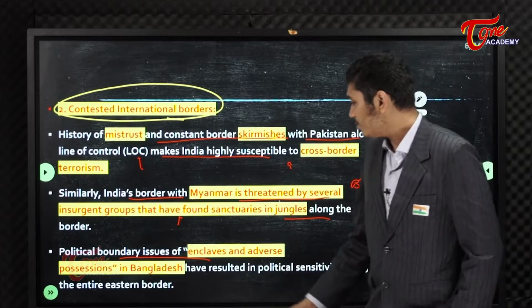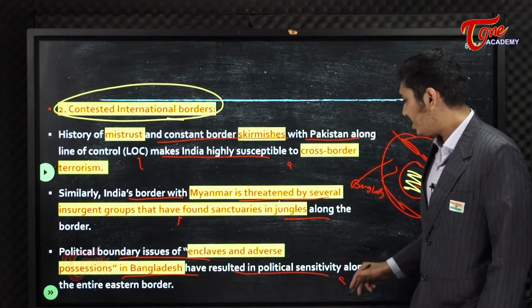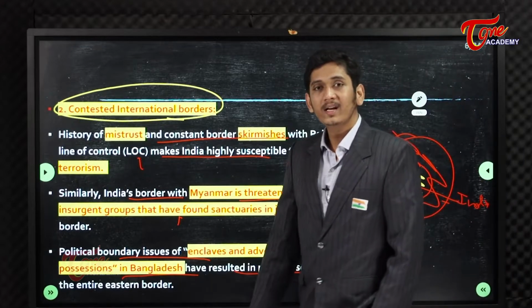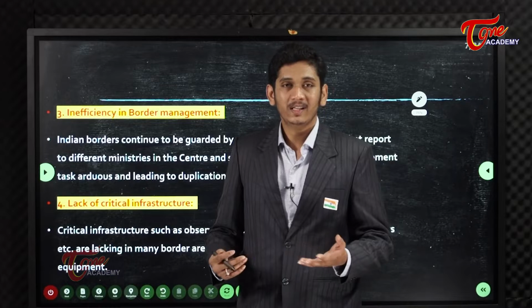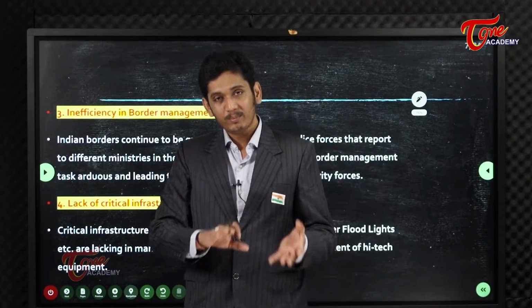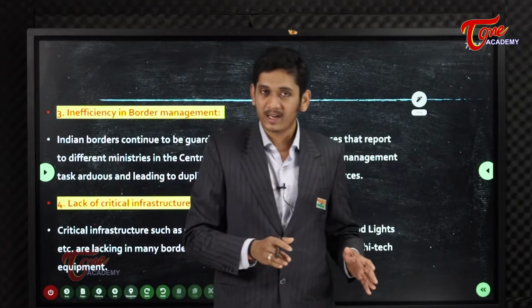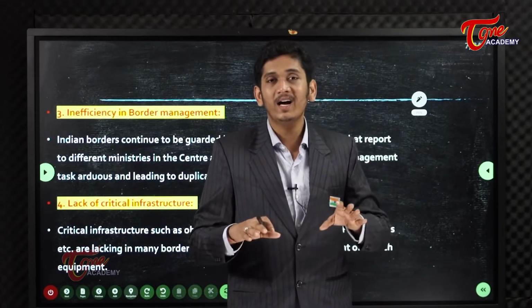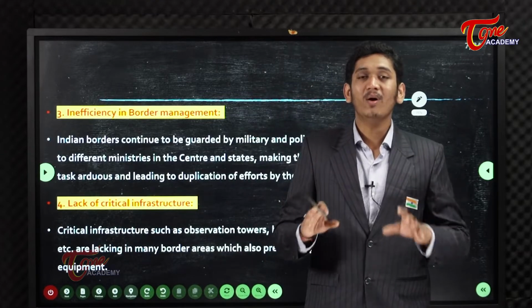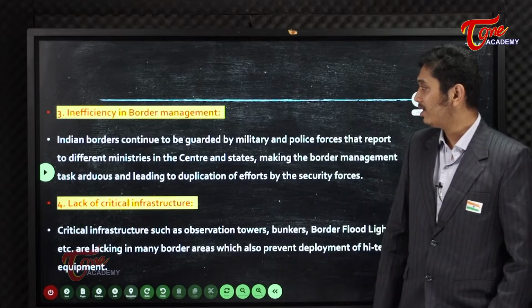See, enclaves and adverse possessions in Bangladesh have resulted in political sensitivity along the entire eastern border. We have just exchanged most of the enclaves. That is, we gave up our areas to them, and we took some of their areas into India, so that the people living in these areas get their citizenship and all the rights enjoyed by all other people in their own states or countries.